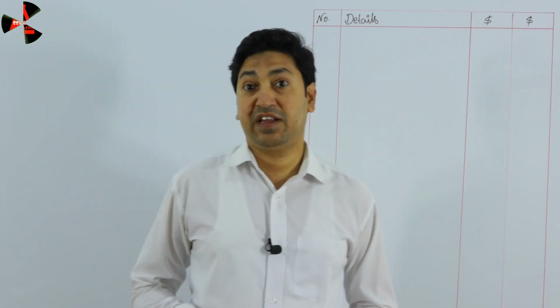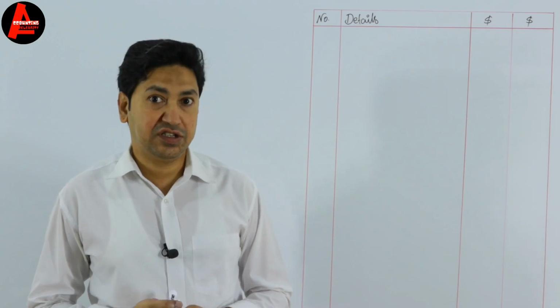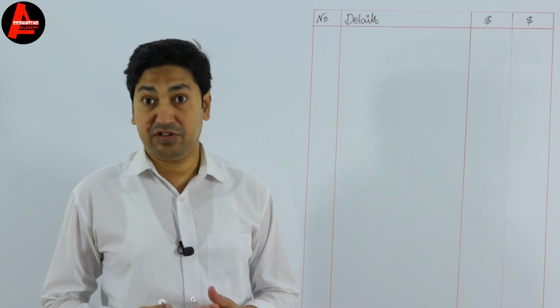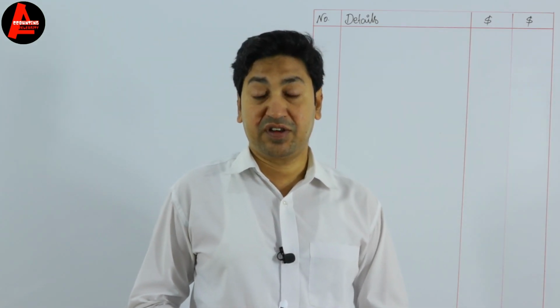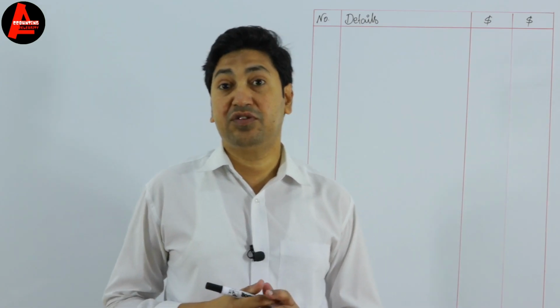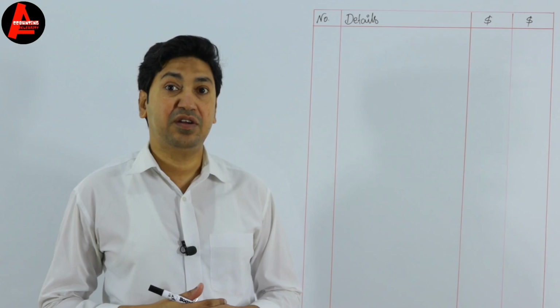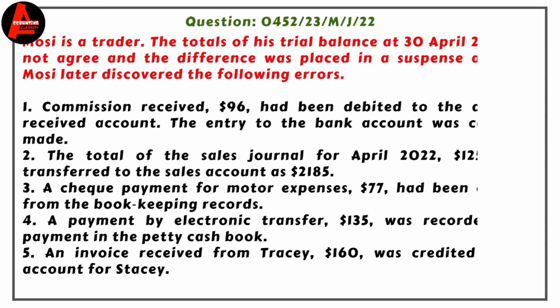Our today's topic is correction of errors. Here we have some transactions. We will journalize, okay? We will figure out the errors. Later we will prepare the suspense account, okay? So we have questions. We have taken these questions from Cambridge IGCSE Accounting first paper, okay? So before we start, let us have a look at the question.